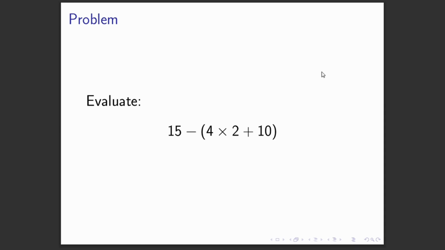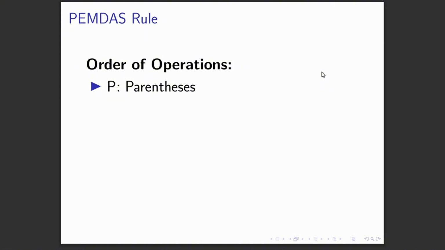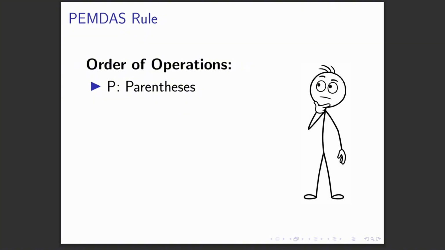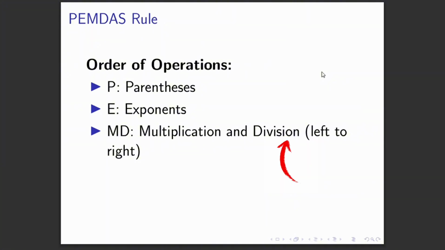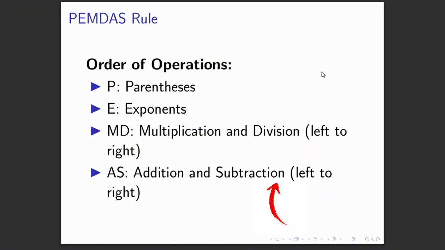In order to solve this, we need to know a rule that is called the PEMDAS rule. The PEMDAS rule is basically related to the order of operations. P represents the parentheses. Similarly, E represents the exponent, and MD represents multiplication and division. Both have the same order. Similarly, A and S represent addition and subtraction. Both have the same order.